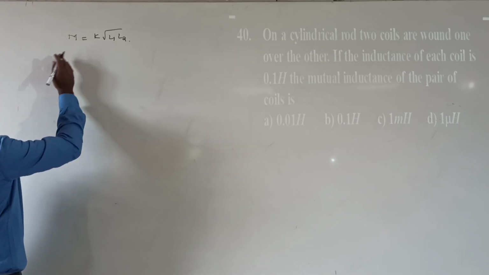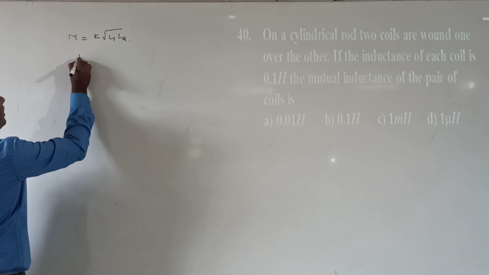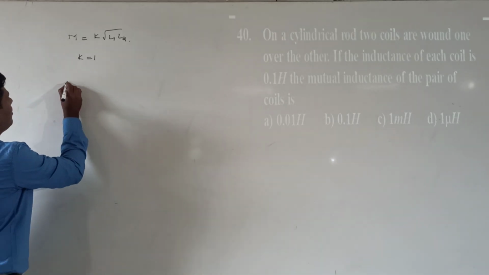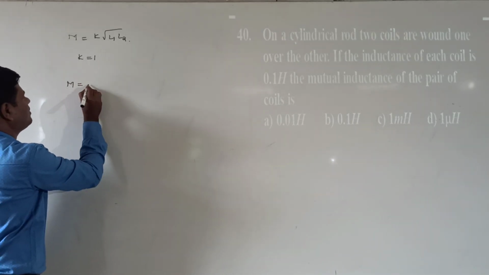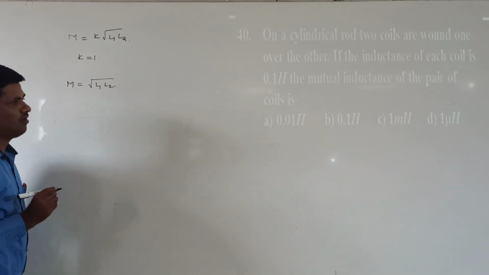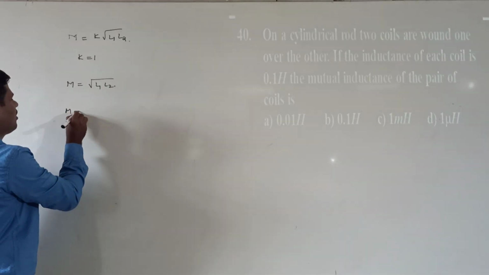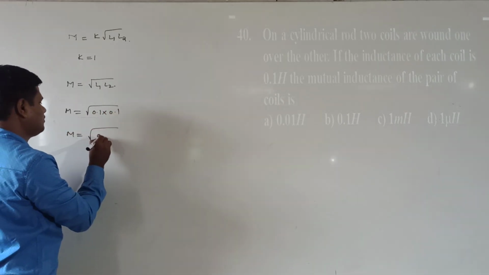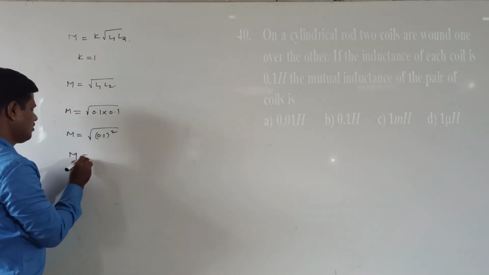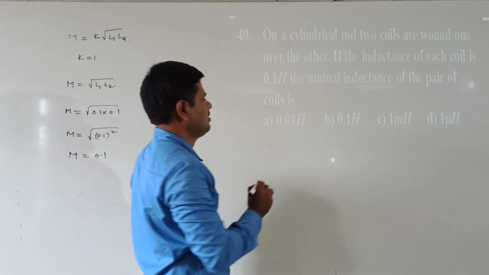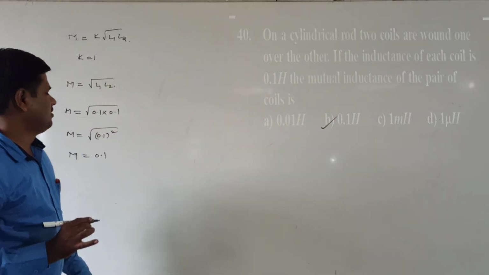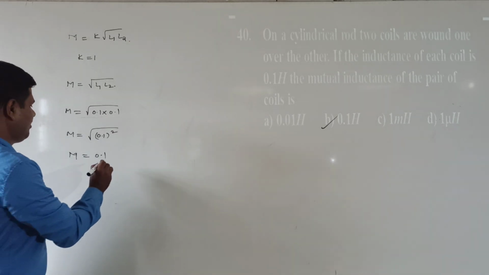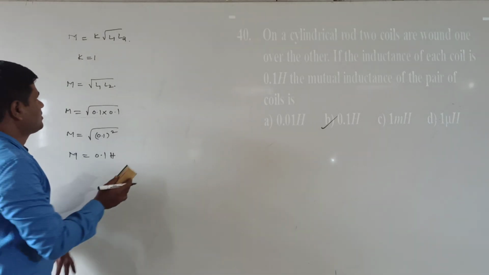Here, for the K value we can take 1, since the coupling is perfect. Now M is equal to K, where K is 1, times under root of L1 and L2. Each coil has inductance 0.1, so 0.1 into 0.1 is equal to under root of 0.1 whole square. So M is equal to 0.1 Henry. This is the answer, the mutual inductance of the pair of coils. Right, B option is correct.